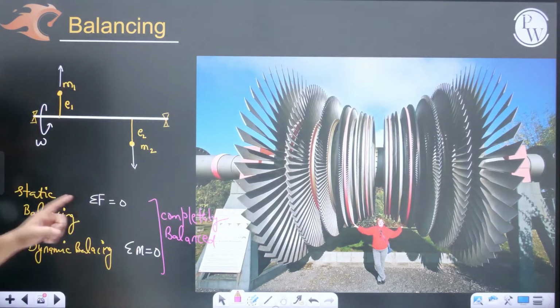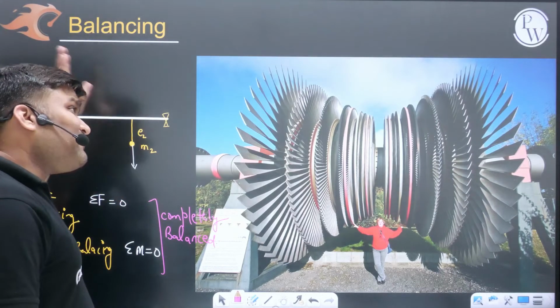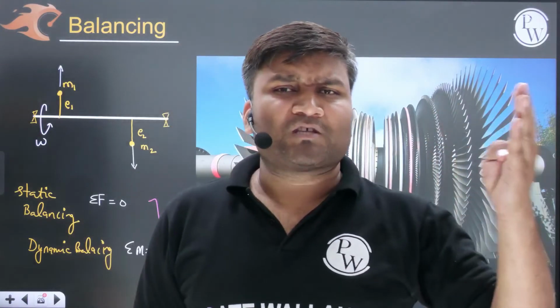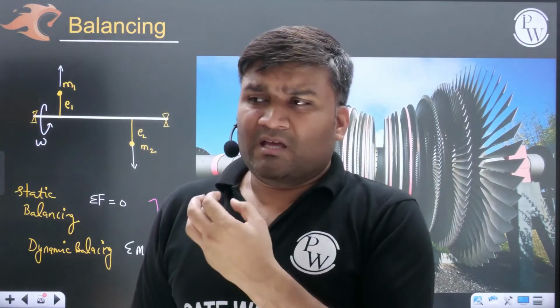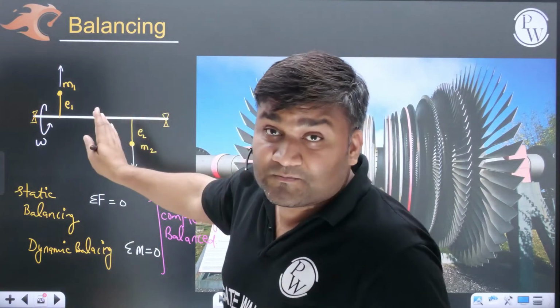For complete balancing, you have to do static balancing as well as dynamic balancing in these situations. Earlier, when masses were rotating in the same plane, only summation of forces was enough. There was no need to check moments; by default there is no moment generated. Here moments can also be generated.